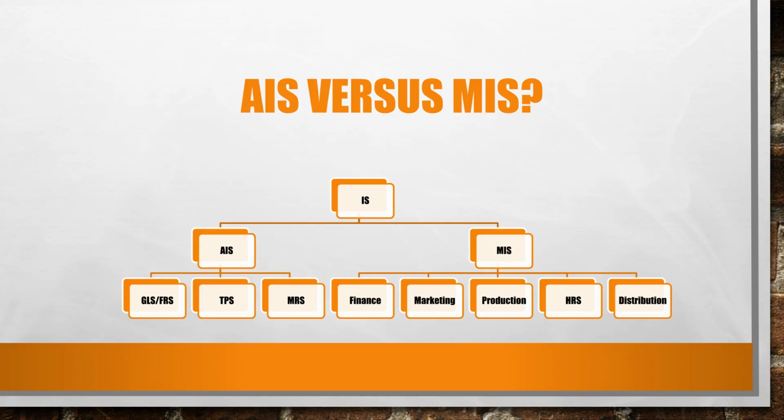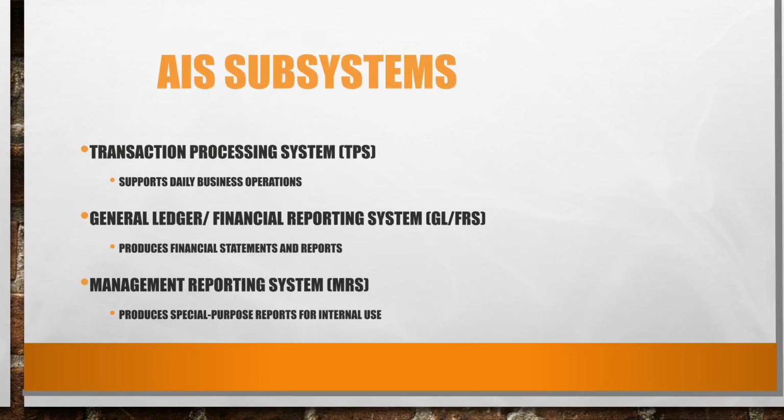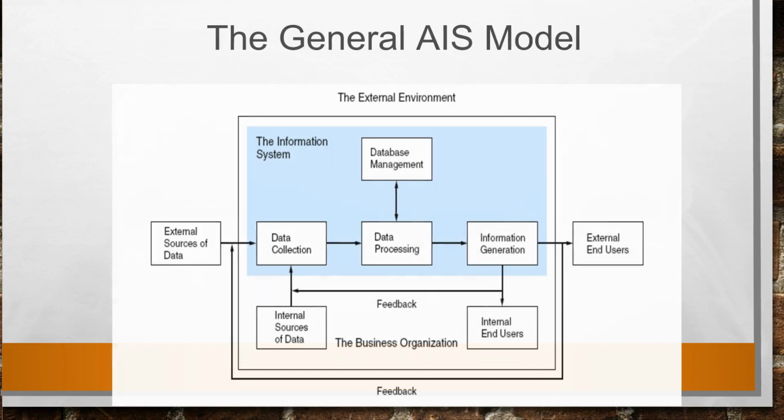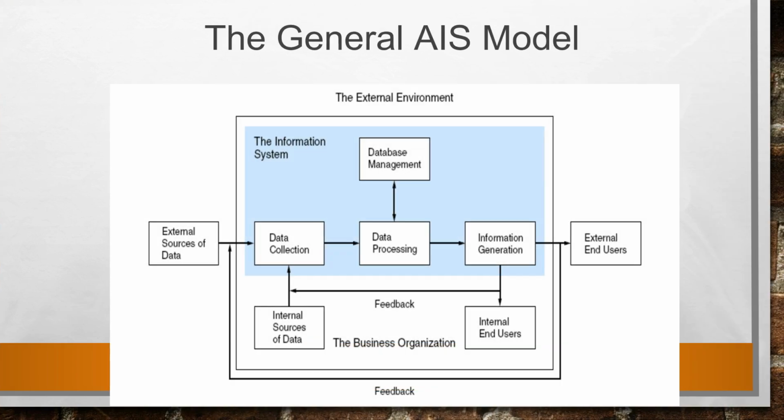This organizational chart highlights the distinction between AIS and MIS, showing the specific subunits like general ledger, reporting, and transaction processing systems. Key AIS subsystems include the transaction processing system for daily operations, the general ledger and financial reporting system for formal reports, and the management reporting system for internal data. Finally, this model displays the general structure of an AIS, incorporating data collection, processing, database management, and information generation for both internal and external users.